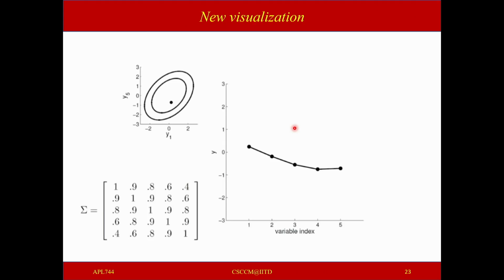Okay? But I can show 5D in this representation, and that answers the question why we need this representation. 5D, 10D, 100D, you can do that. So this is a 5D Gaussian sample shown in our new visualization. And how does it look, this sample? Does it look like a function? No. So now you see we are going towards function if we increase the dimension.